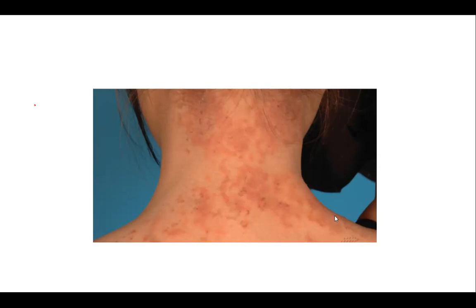Anything else? SCLE. I have to say, I do agree with SCLE. Lesions are usually annular, but any annular lesion can break down and give a polycyclic or reticulated appearance. I wouldn't say no. Prurigo. If you mean prurigo simplex, yeah, it could definitely be prurigo simplex.